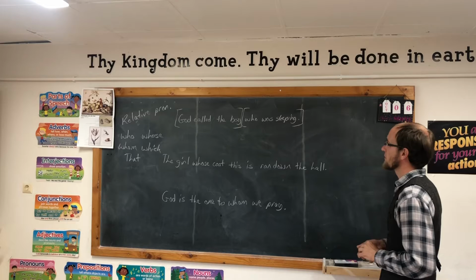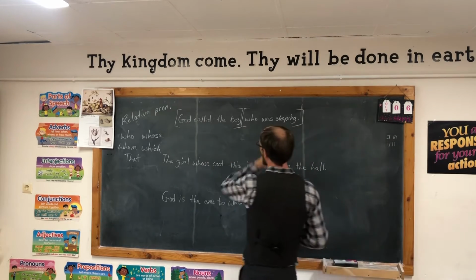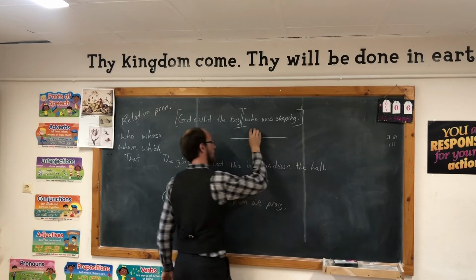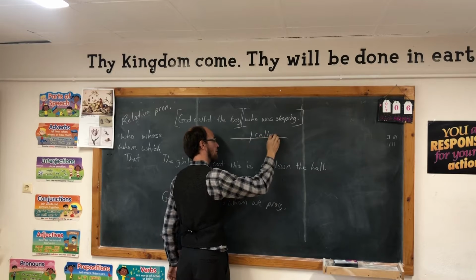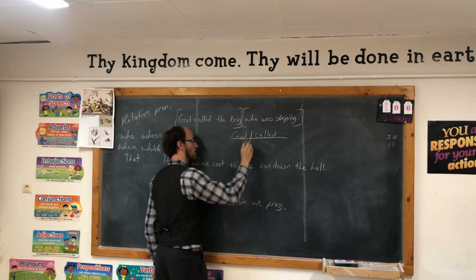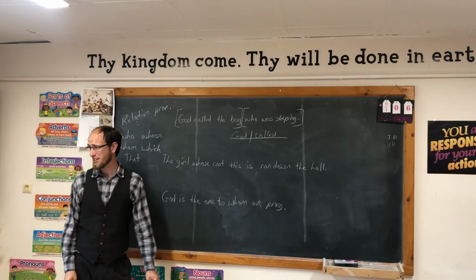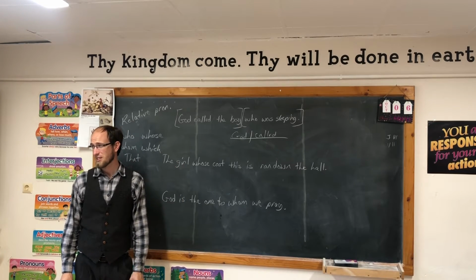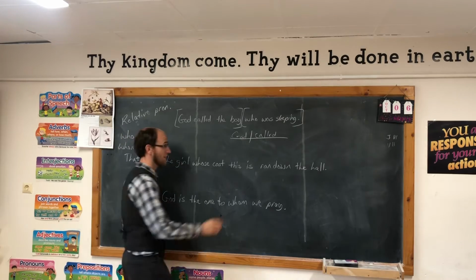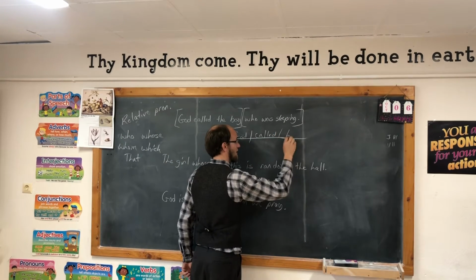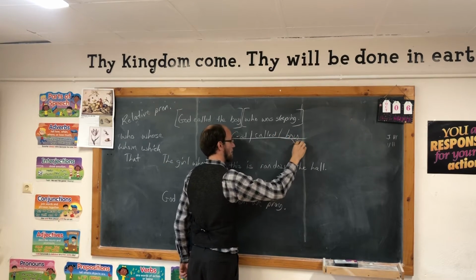But let's show how to diagram. God called the boy who was sleeping. The verb is called. Who or what called? God called. God called who or what? Boy. So boy is a direct object. God called boy, and it's the boy.